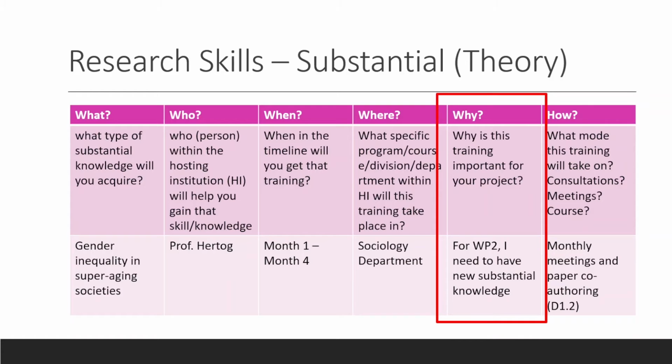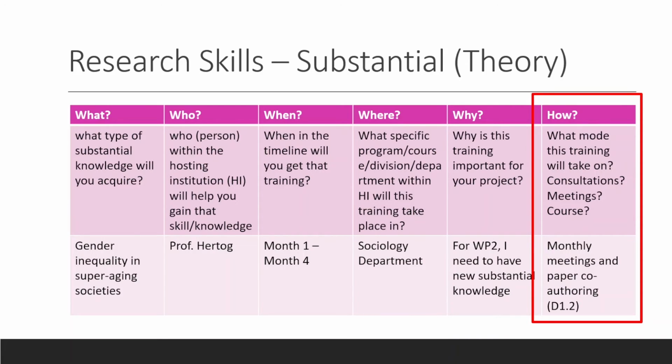Remember, you can also reverse engineer the skills and knowledge that you need from your work packages and deliverables if you have already prepared the project timeline in a Gantt chart. And finally, the How column. Here, explain how the training will happen. Is it through a course, through consultations, through meetings, or through doing something with a person or a team together? In our example, the training will involve a combination of monthly meetings and collaborative paper co-authoring.